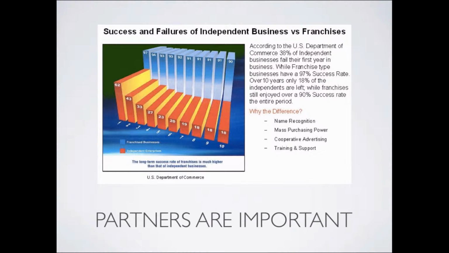The red bars are independent businesses. So at the end of the first year, 62% of the independent businesses that were started are still around. And that declines until the 10th year, 18% of them are still around. Now, if we look back at franchise businesses, which are the blue bars, at the end of the first year, 97% of them are still around. By the end of year 10, 90% of them are still around. Okay? This is what having the right key partner does for you.